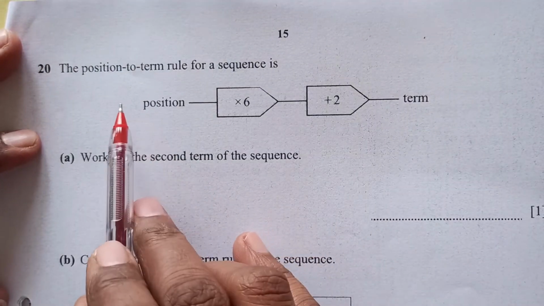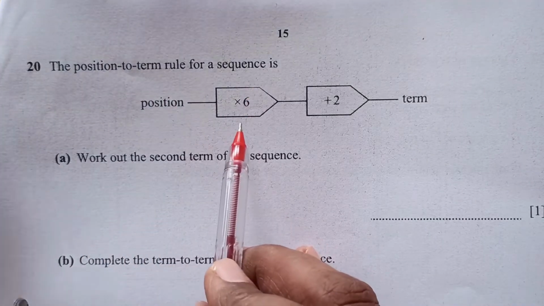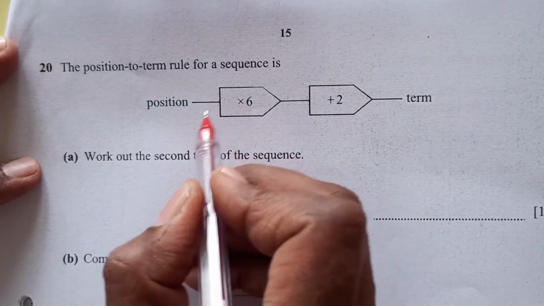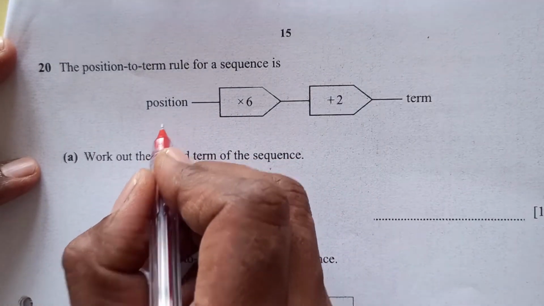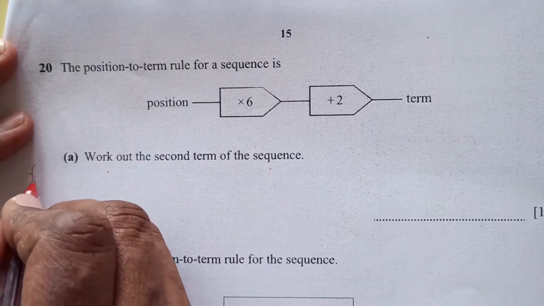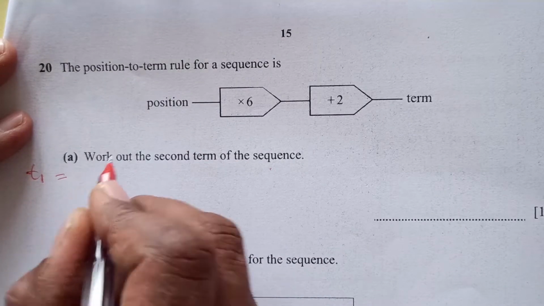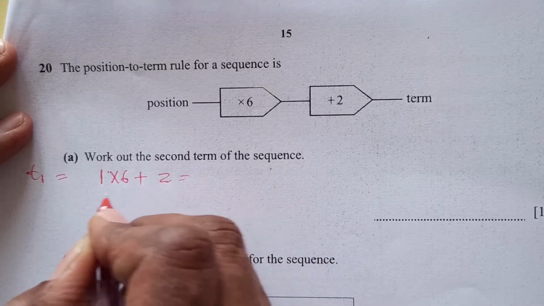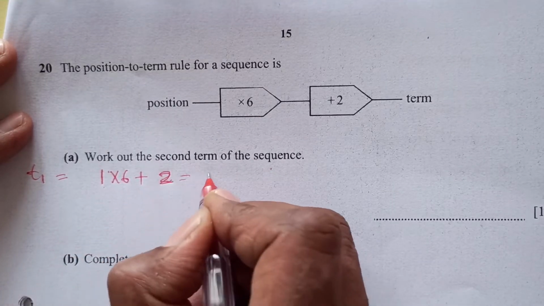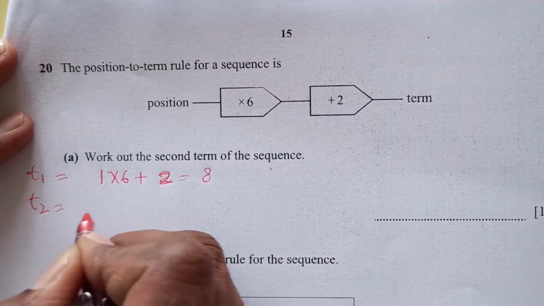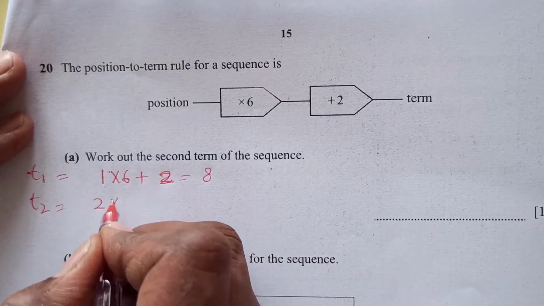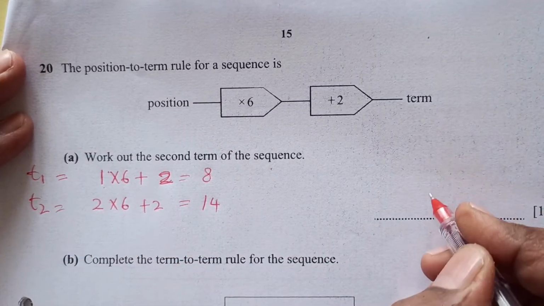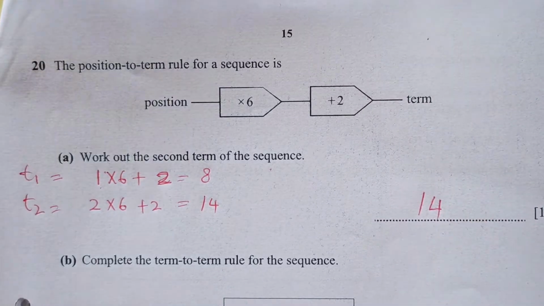Number 15, the position to term rule for the sequence is times 6 plus 2. Work out the second term of the sequence. So for the first term, the position is 1, right? Let's say T1 is the first term. So position times 6 plus 2. That means 6 plus 2 is 8, right? Then for the second term, the position is 2 times 6 plus 2. 6 times 2 is 12 plus 2, 14. So the second term is going to be 14.